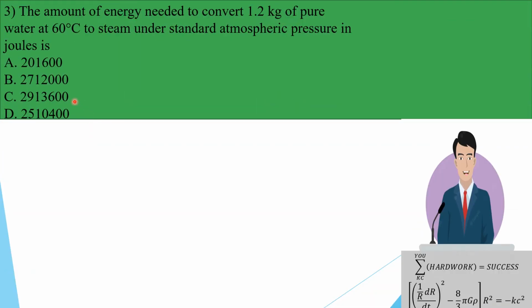All right. So the next part of the question says the amount of energy needed to convert 1.2 kilogram of pure water at 60 degrees Celsius to steam under standard atmospheric pressure in joules is. All right. What we want to do here is that, of course, since you are getting water, for it to become steam, you have to get the water from 60 degrees Celsius all the way to water at 100 degrees Celsius. Now that's the boiling point of water. So the water now has to boil off, right, and then become steam.